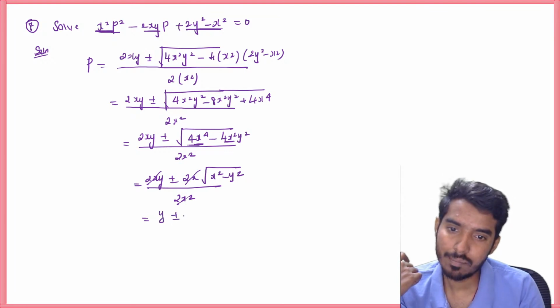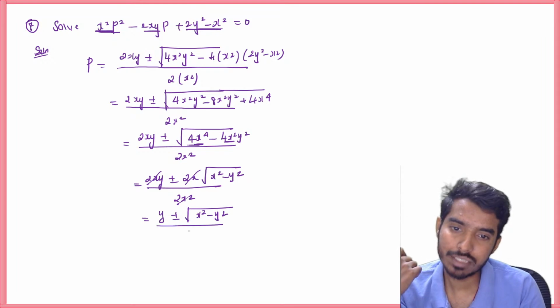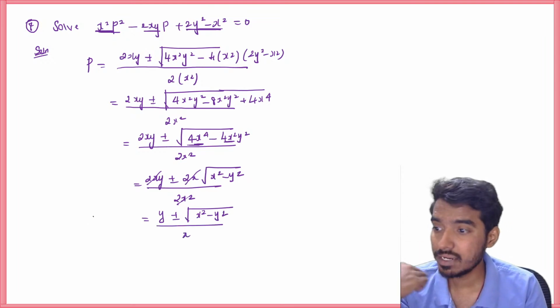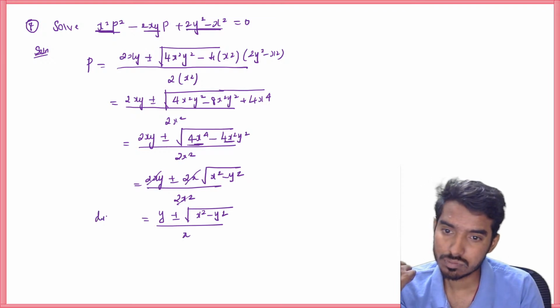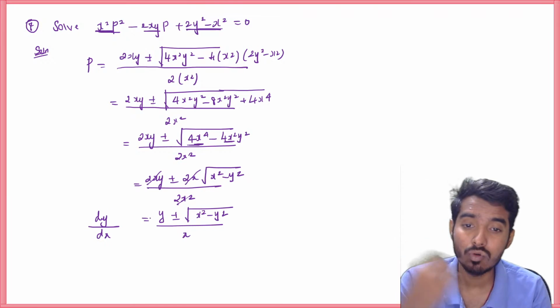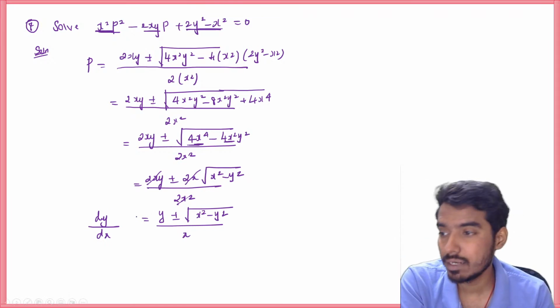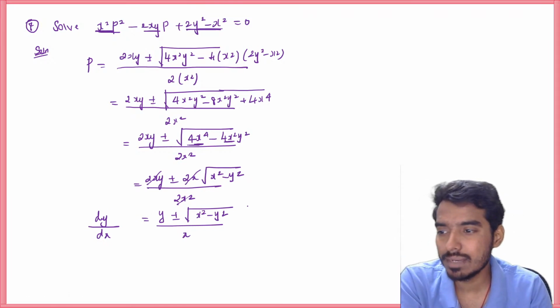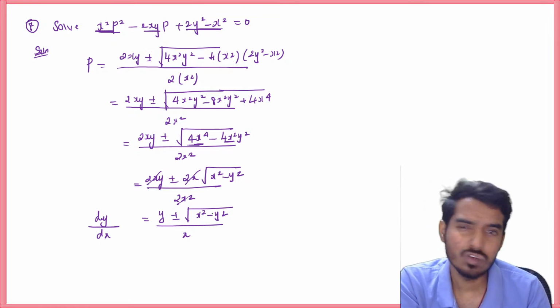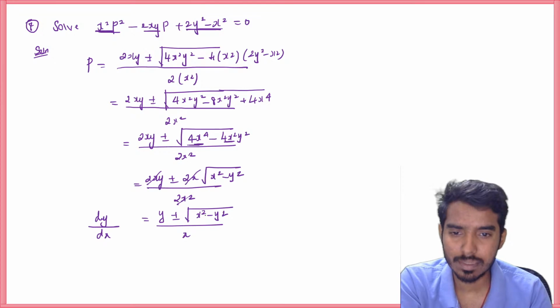We have y plus or minus square root of x square minus y square, divided by x, right? So we have dy by dx equal to y plus or minus root of x square minus y square, divided by x, right? Let this be plus or minus. We can find two solutions from here.